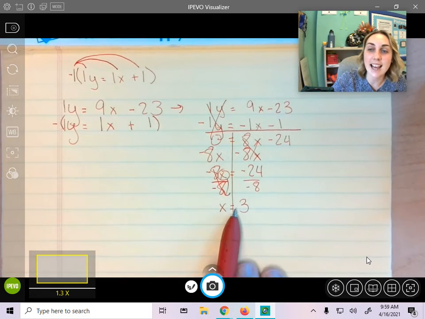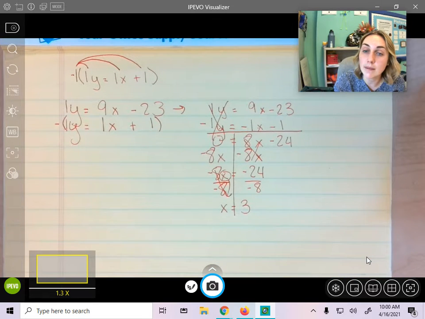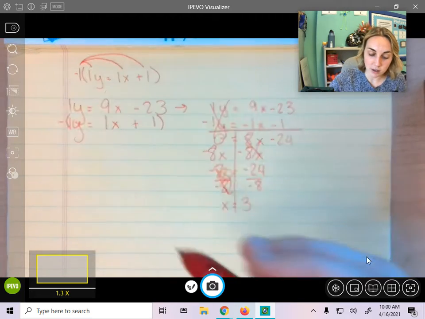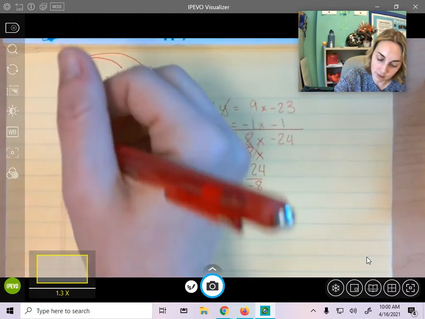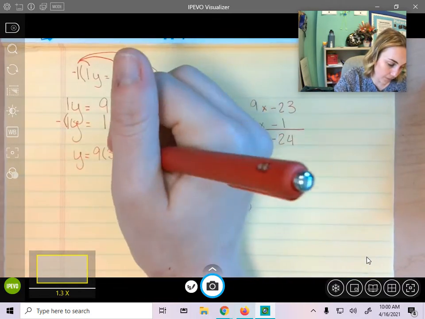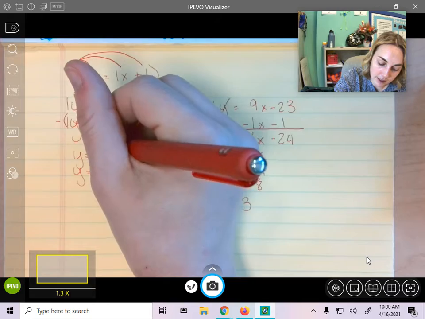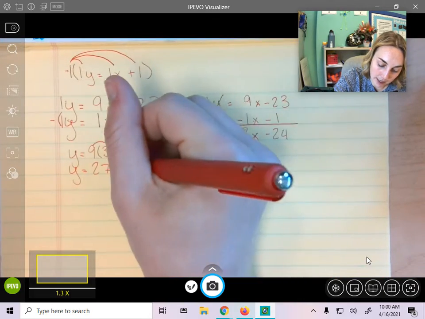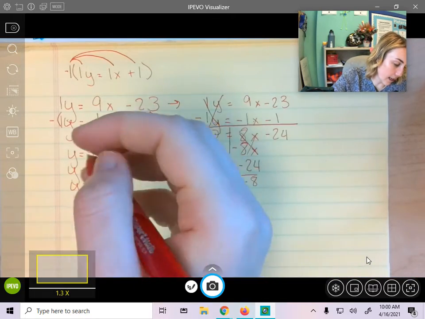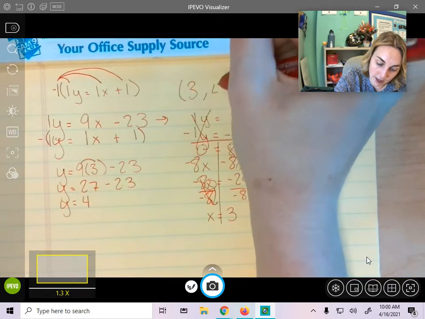Once I solve for x, now I can go ahead and substitute this back into one of these two equations to solve for y. So let's go ahead and do it. And it doesn't matter which equation you do, you're going to get the right answer regardless. So I'm going to do this first one up here. So y is equal to 9 times 3 minus 23. So 9 times 3 is going to give me 27 minus 23. 27 minus 23 is going to give me 4. So my x value is 3. My y value is 4.